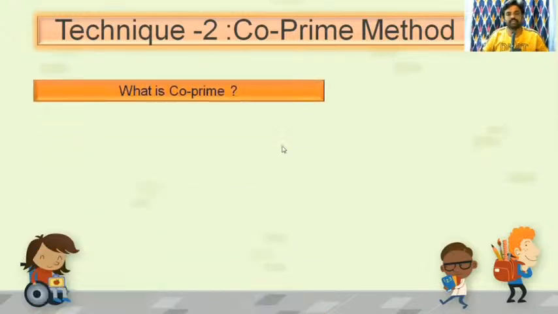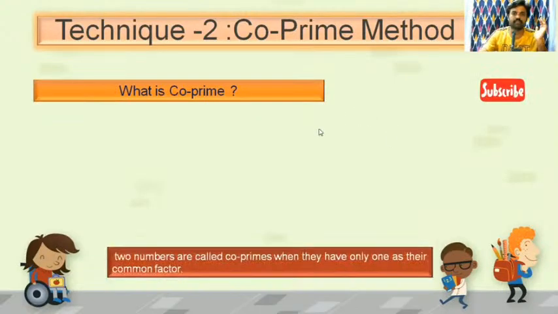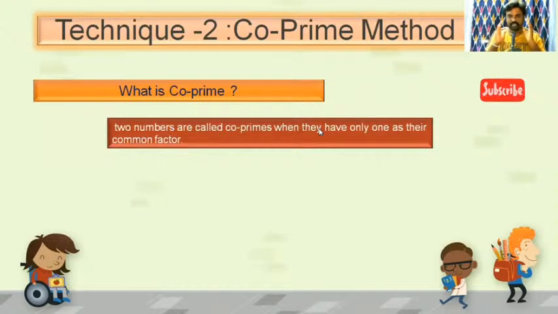Before that, we need to see what a co-prime is. What is the definition of co-prime? See, my dear friends, if you take two numbers, and they don't have any factor except one as their common factor, then we can consider them as co-prime.